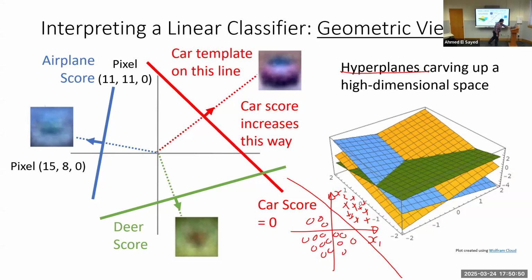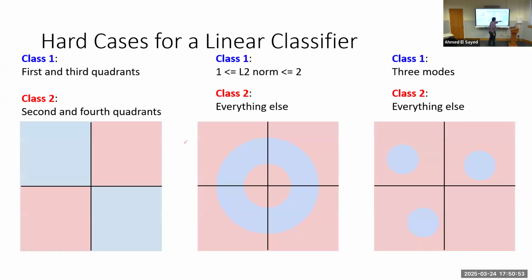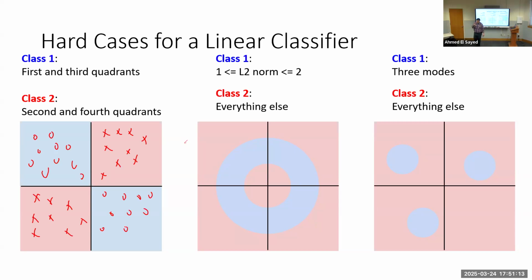But how about those? Here we have samples here for class 1, and samples here for class 2. Can you find one line that separates those from each other? Never. You can't. How about these? Samples for class 1 here.